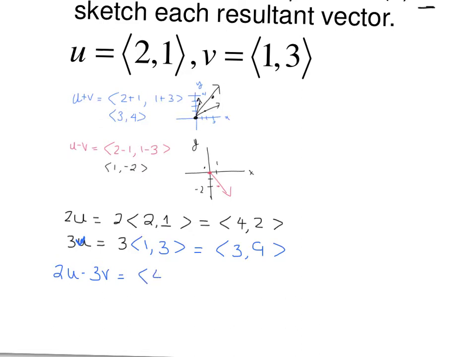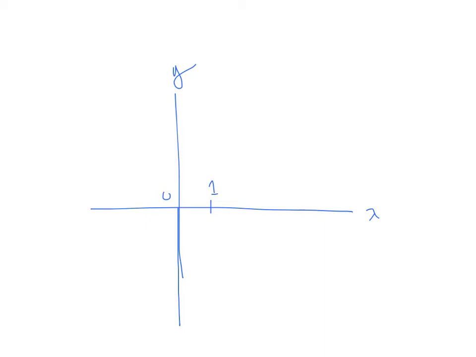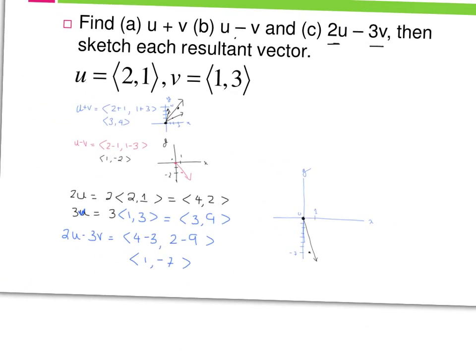And now we want the difference, 2u minus 3v. So that's going to be 4 minus 3, and I'm looking over here because we already solved those components. 4 minus 3, and 2 minus 9. So that's 1, negative 7. So let's go ahead and graph that. Remember, your initial point's at the origin. Here's our terminal point, and we're going to pretend it's pretty. So that would be graphing the resultant vector.